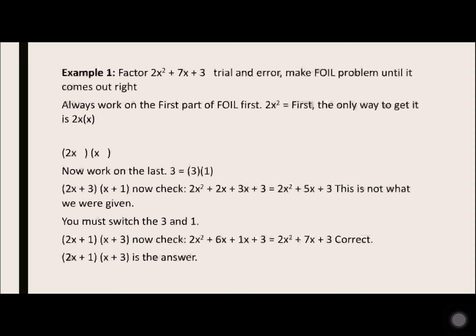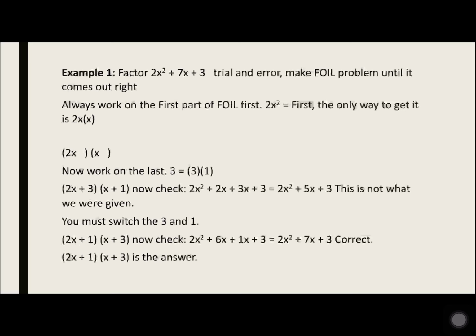Let's check if we put 2x plus 3 times x plus 1. So FOIL. 2x times x, 2x squared. Outside, 2x times 1 is 2x. Inside, 3 times x is 3x. Last, 3 times 1 is 3. But 2x plus 3x equals 5x, and that is not what we were given. You must switch the 3 and 1. So swap the 3 and 1, now check.